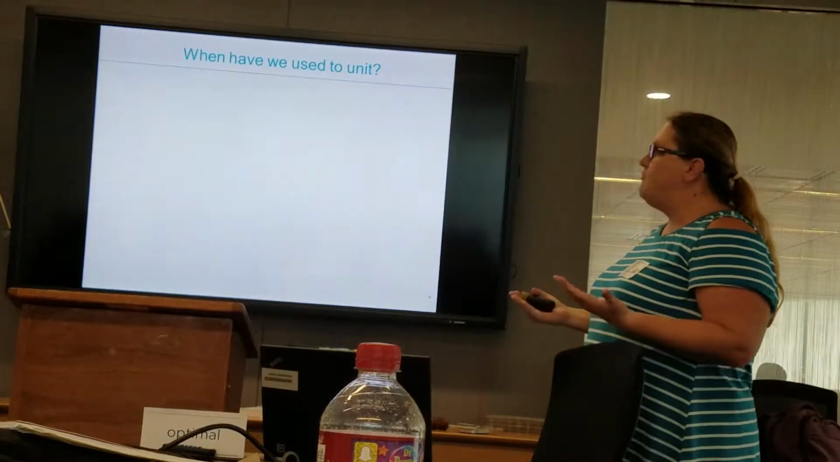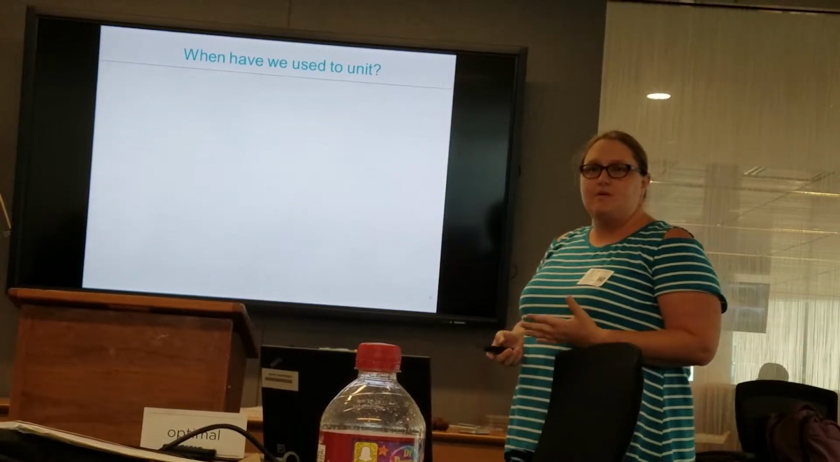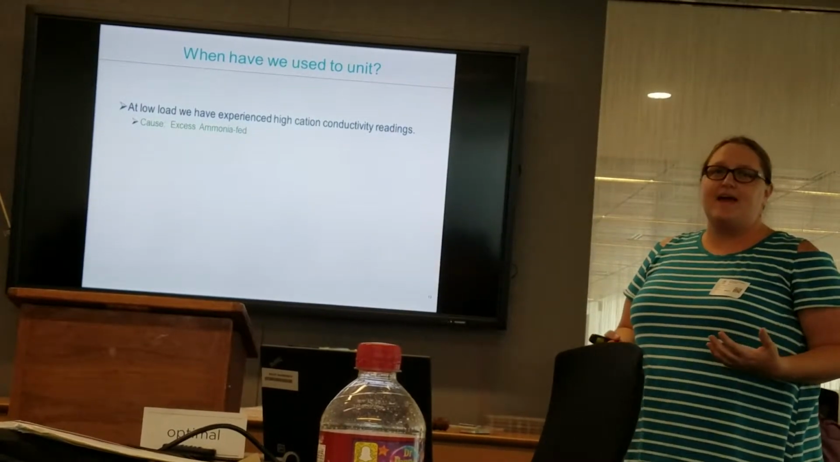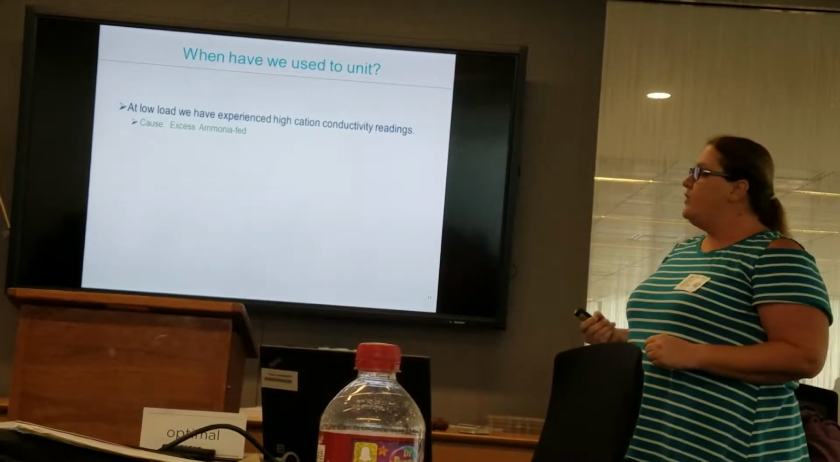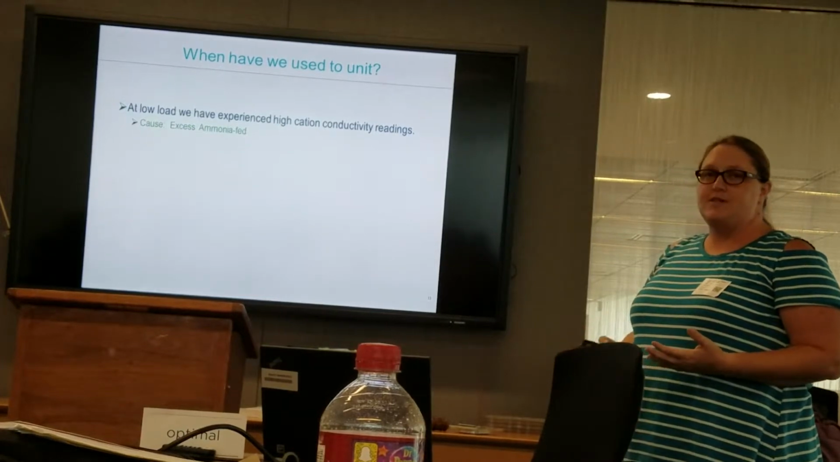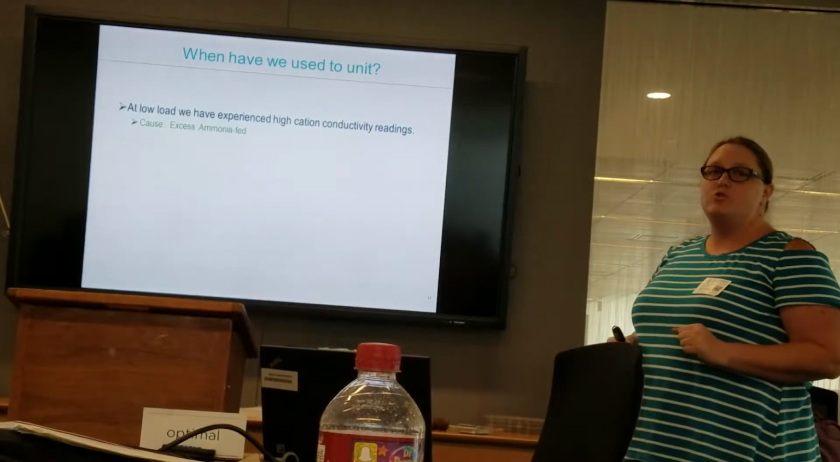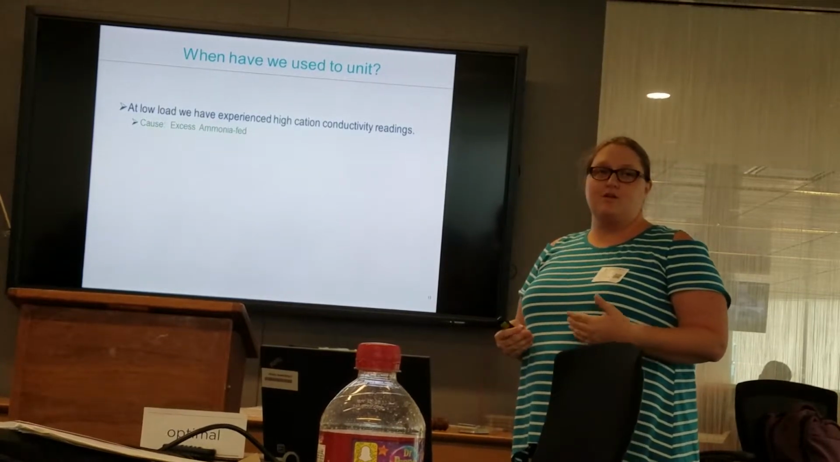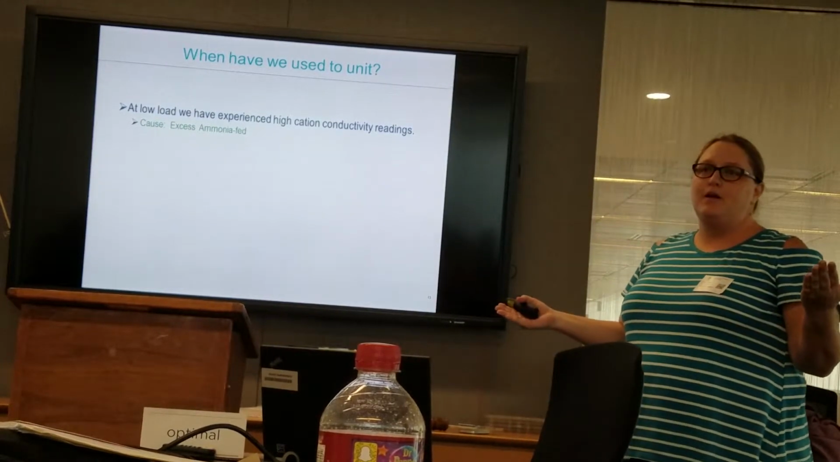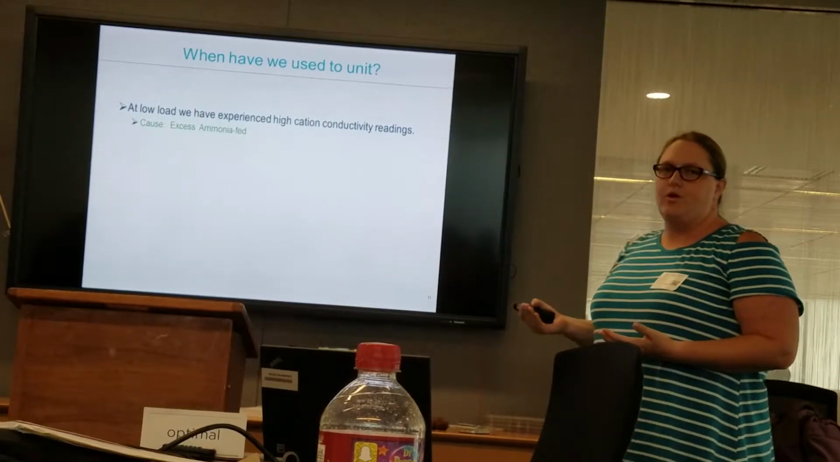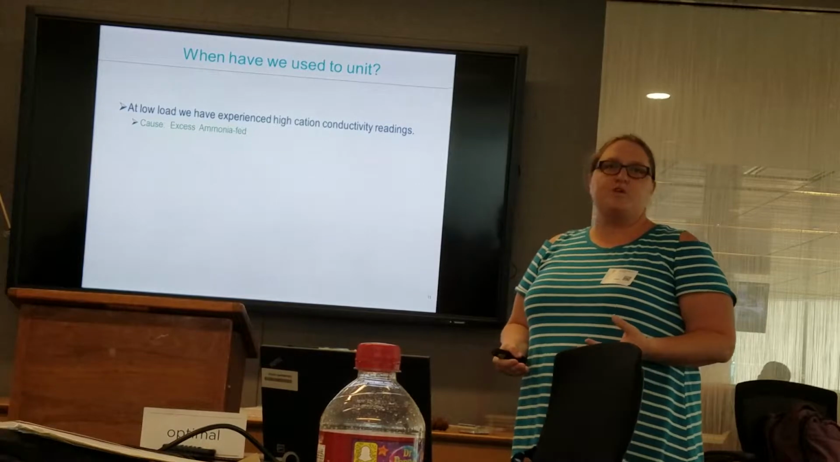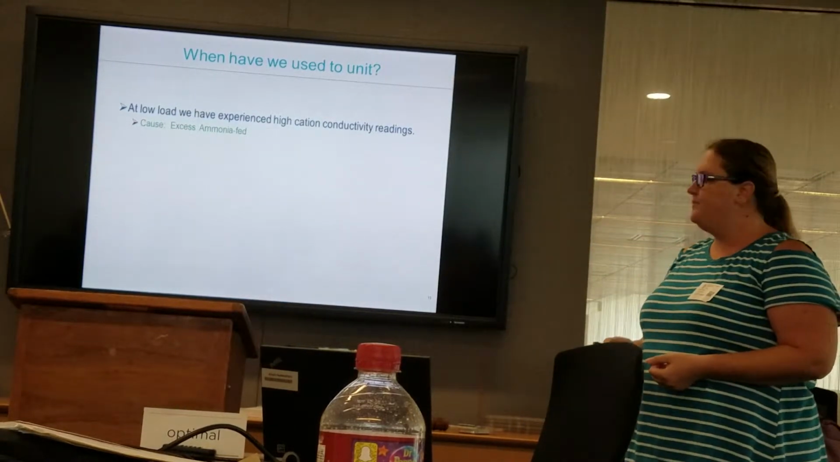So, when have we used this unit? I have a few examples. The first one is, at low load, we have experienced high cation conductivity, and we've connected the unit and noticed that there's a difference of plus or minus 0.2 microsiemens. So that could, for us, go from an alarm to not. And that was due to the ammonia at low load. Ammonia is not a corrosive chemical when we talk about water in our steam cycle.